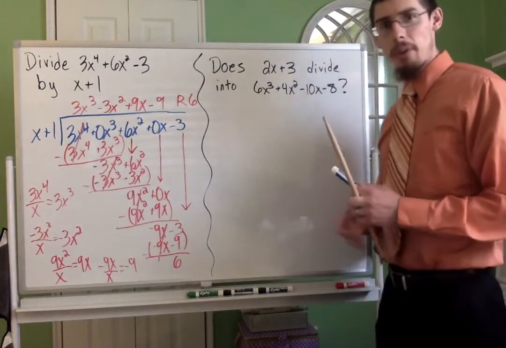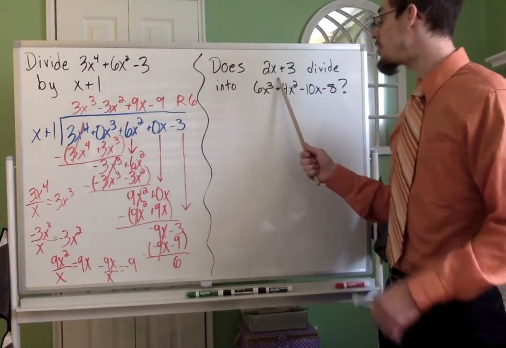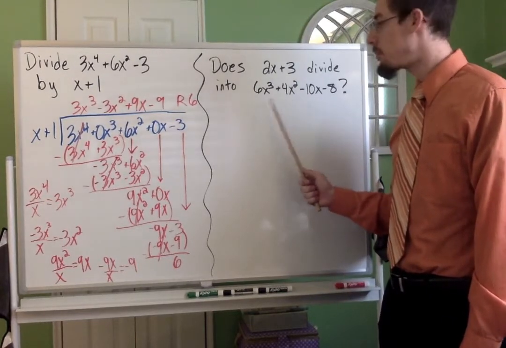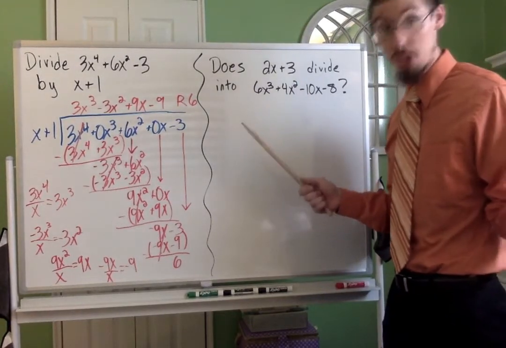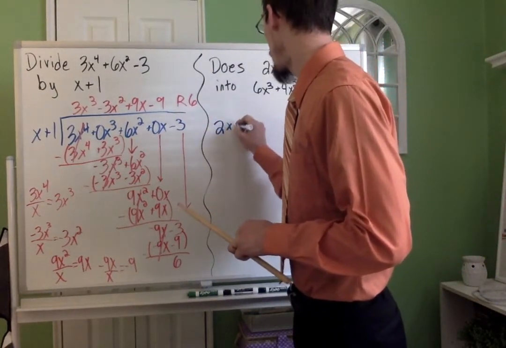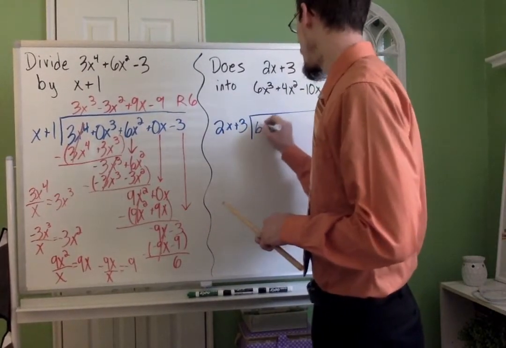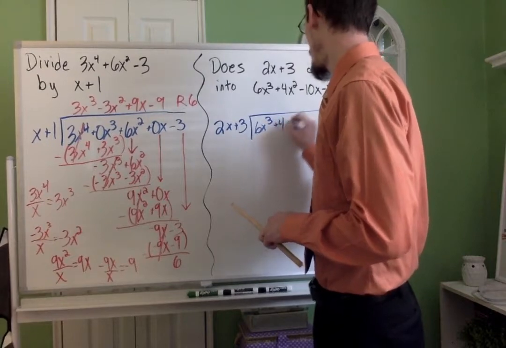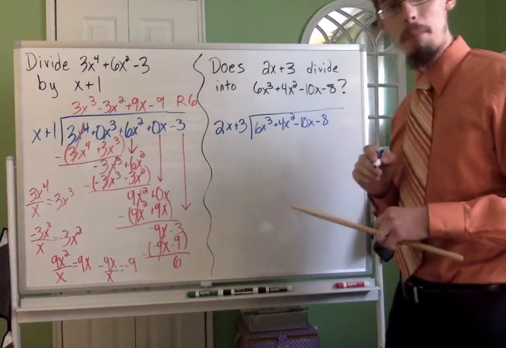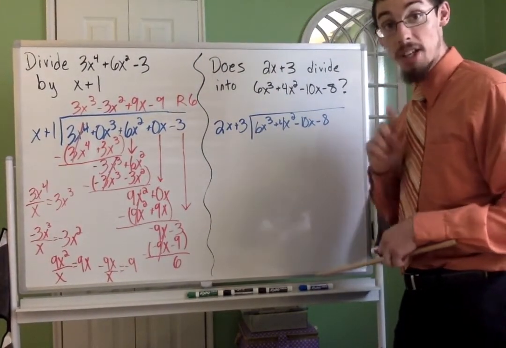And I guess the last one I would like to look at is this question. I'm just asking, does 2x plus 3 divide into this polynomial? The only way to figure that out is to try it, right? So I'll put 2x plus 3 on the outside, and then 6x cubed plus 4x squared minus 10x minus 8. And we'll just go through the process one more time.